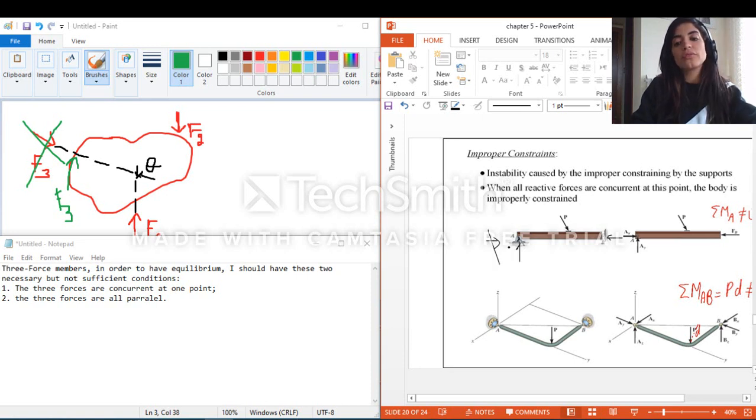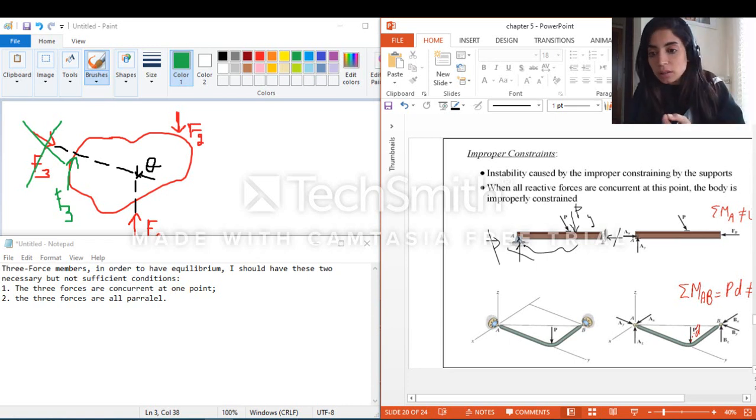There is no moment for this force, there is no moment for this force, there is no moment for this force. However, I have a moment for this P, and it is Py, because Px is also passing through A, it is Py times this distance. Py is not zero, the distance is not zero. So I have a moment, and I'm saying that the moment of P is equal to zero. As if I'm saying that 10 kilonewton meter is equal to zero, which is impossible. And this is the case of improper constraint.